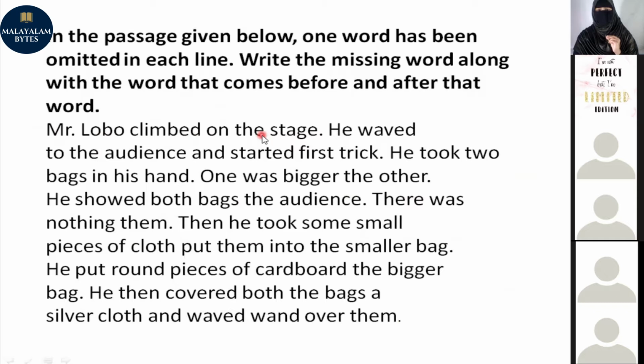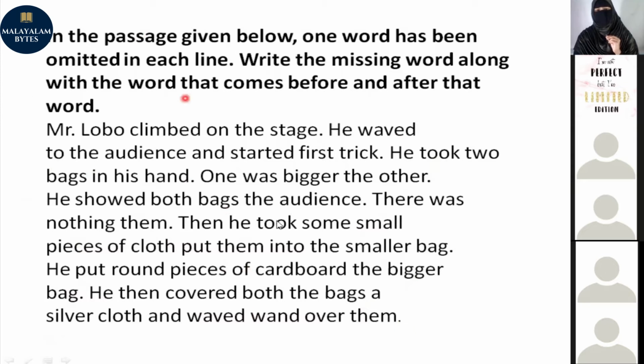Mr. Lobo climbed on the stage. He waved to the audience and started first trick. He took two bags in his hand. One was bigger the other. He showed both bags the audience. There was nothing them. Then he took some small pieces of cloth, put them into the smaller bag. He put round pieces of cardboard, the bigger bag. He then covered both the bags, a silver cloth, and waved wand over them.